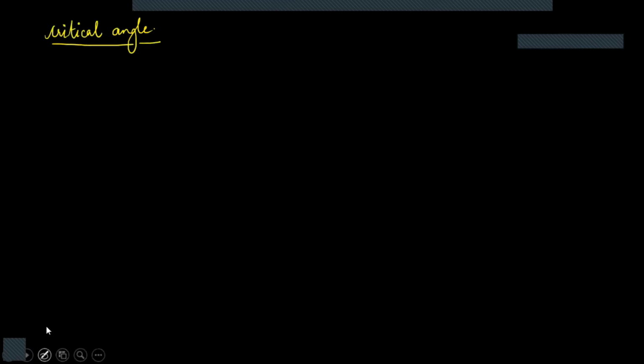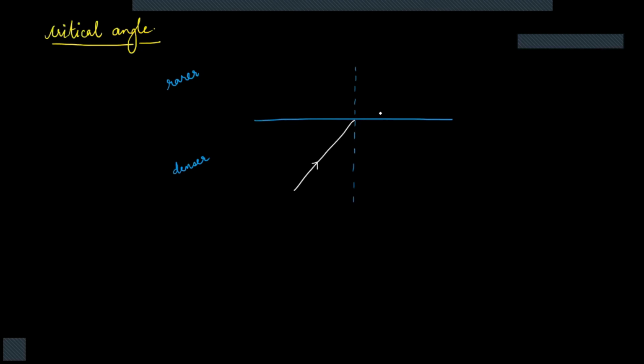let's draw a ray diagram to understand this clearly. This is the boundary separating the two mediums. This is a denser medium and this is a rarer medium. Let's draw a normal perpendicular to the boundary. A ray from a denser medium goes to a rarer medium.